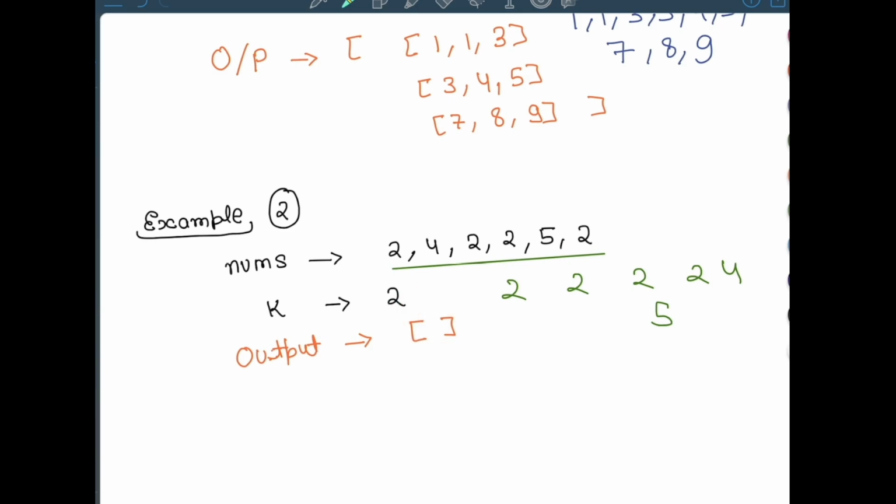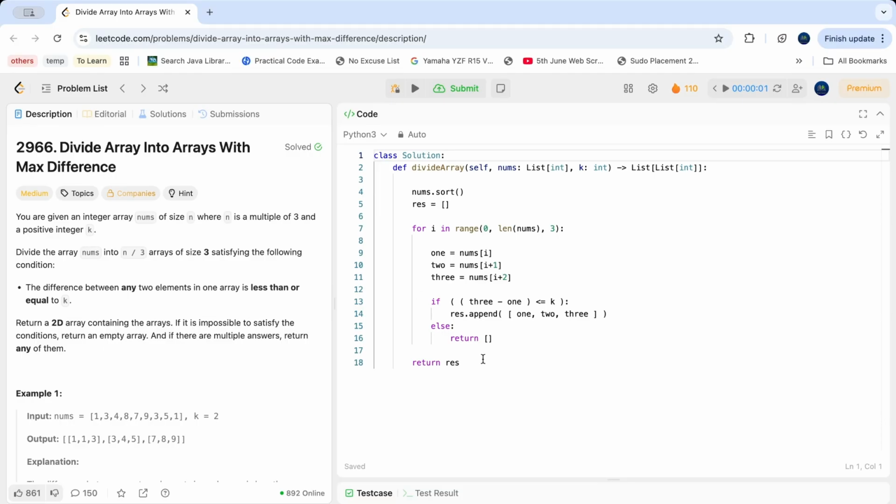And I think guys, that's the complete explanation of this particular problem. Let me take you back to the code editor. Let me try to show you how the solution is going to look like in Python. So this is the complete code for this particular problem, and it is a very clean code.